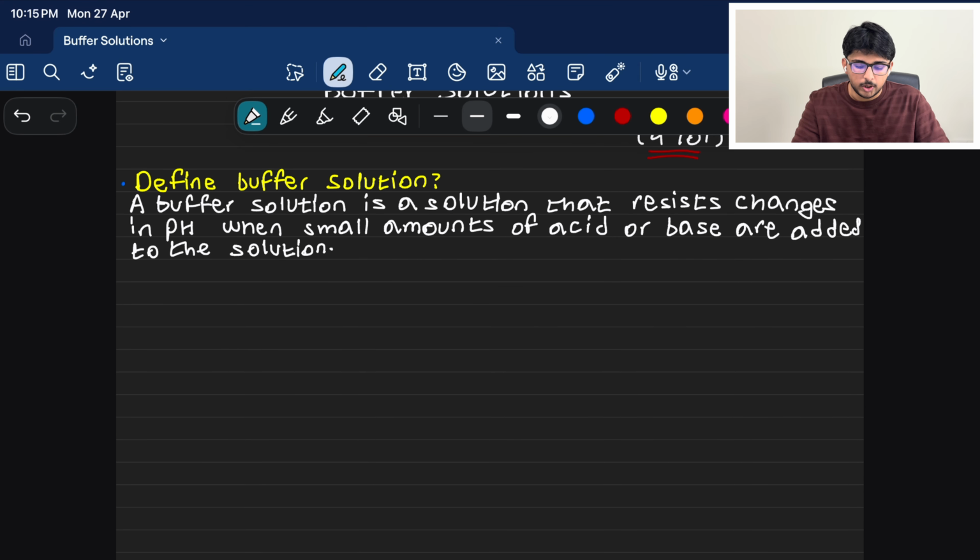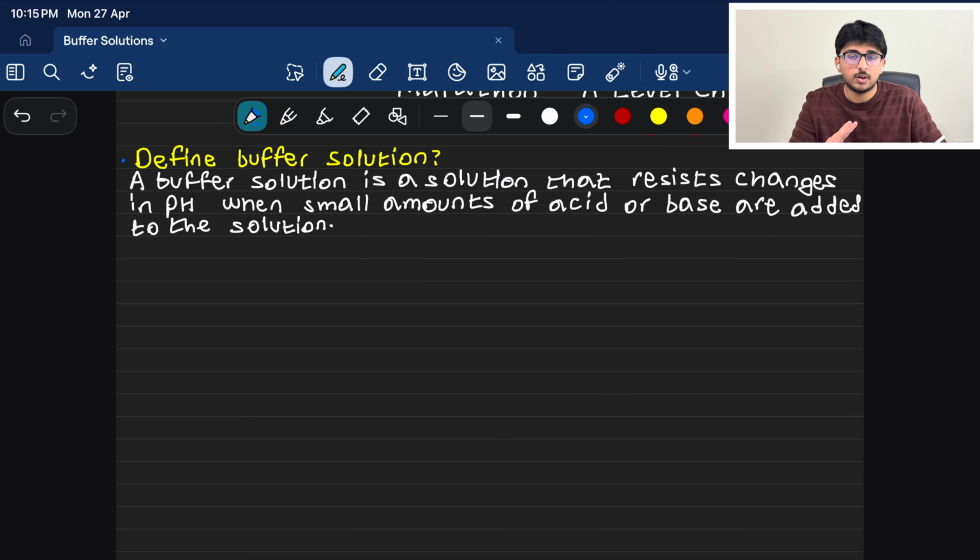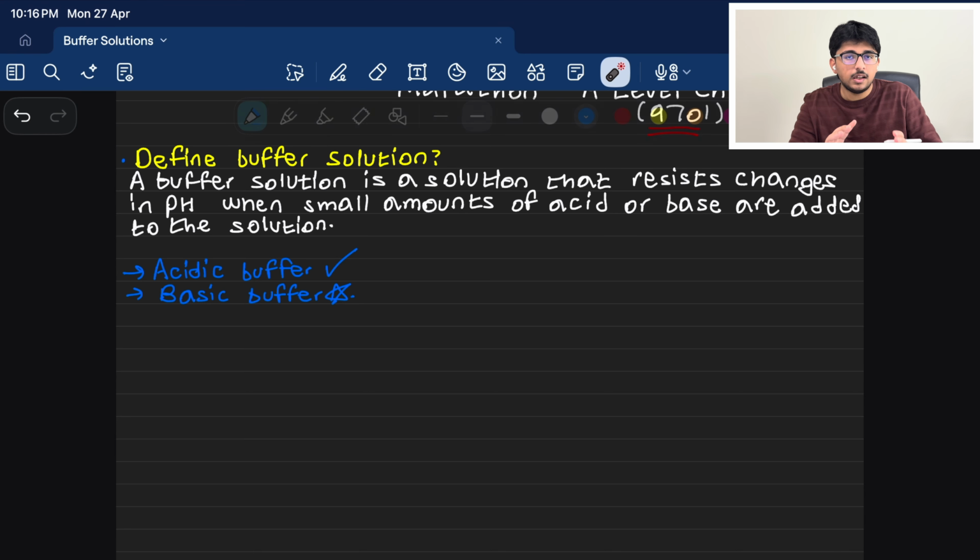Okay, now when you talk about a buffer solution, there are two types of buffers which are included in your syllabus and you should know about them. So the first type of a buffer solution is called an acidic buffer. So you understand it has something to do with acids, right? And the second type of a buffer solution is called a basic buffer. We're going to be focusing on this first, and then we'll come to this later.